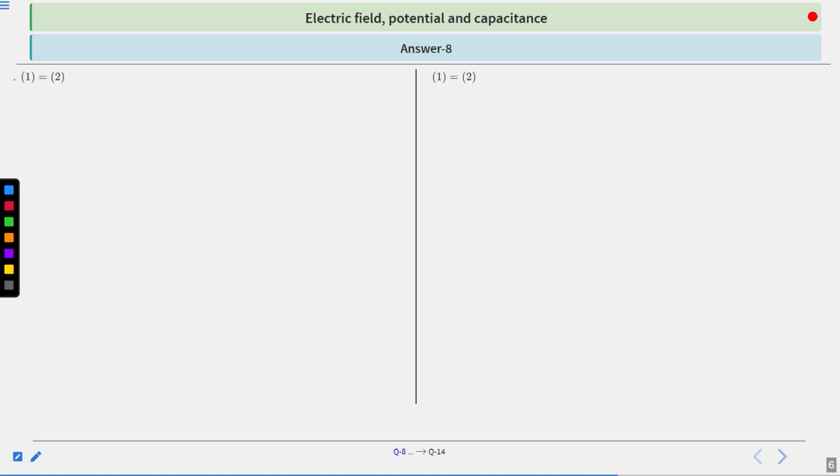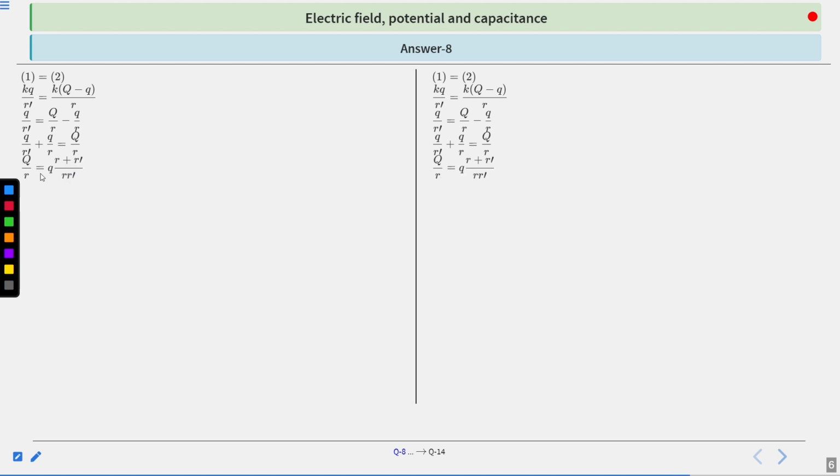So equate equation first and equation second. Then you get the relation k q prime divided by r prime is equal to k times q minus q prime divided by r. The k's cancel out, so the remaining terms are q prime divided by r prime and q divided by r minus q prime divided by r. So q prime divided by r prime plus q prime divided by r is equal to q divided by r.